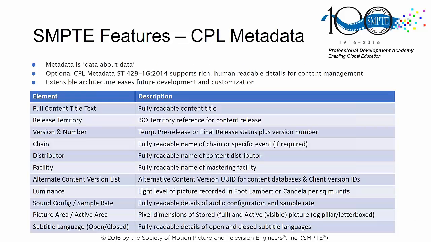Composition playlist metadata. This is one that's very near and dear to my heart. Metadata is data about data. The primary goal in the initiative was really to kill the reliance on the now really heavily overloaded digital cinema naming convention and the need to effectively decode the content title text and annotation text fields. And it provides human-readable information about the details of the composition, including but not limited to the actual full title of the movie.